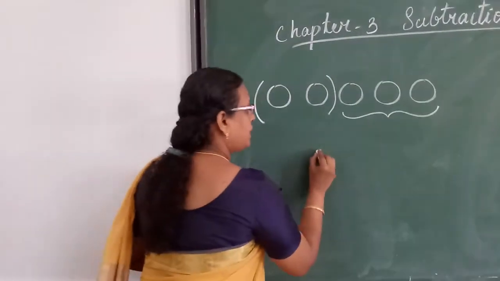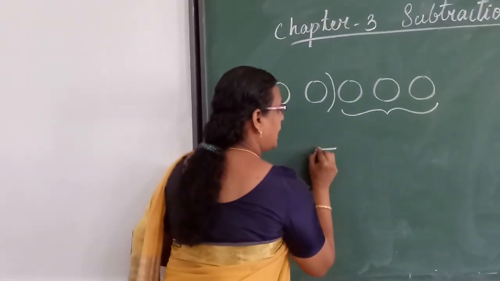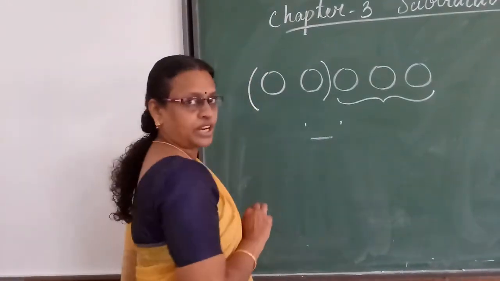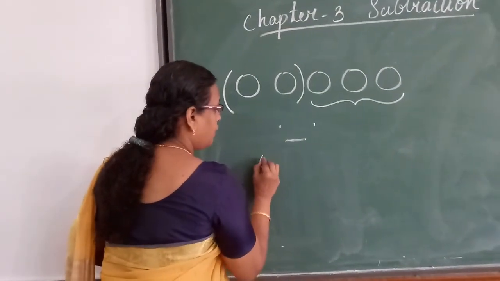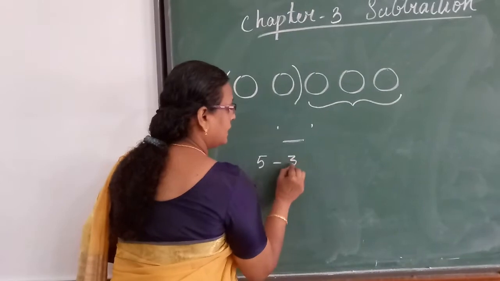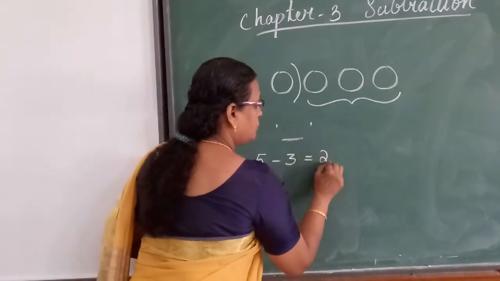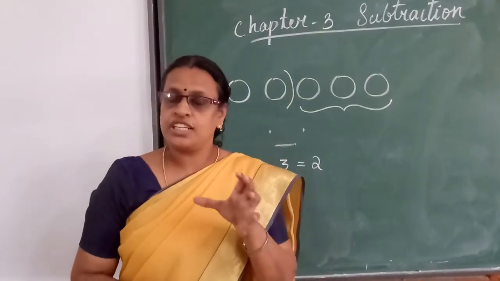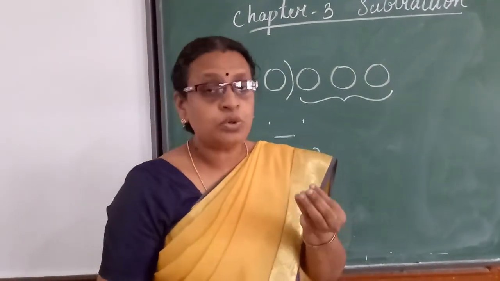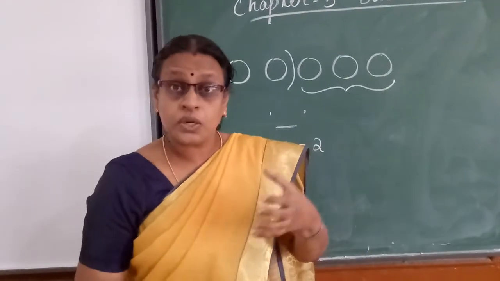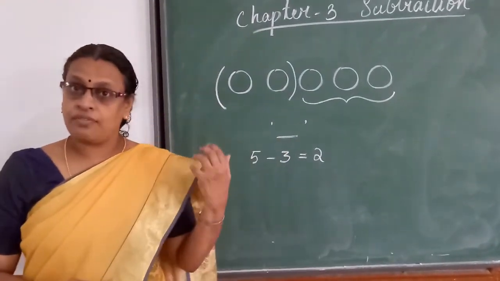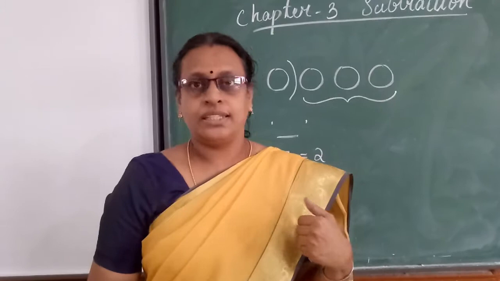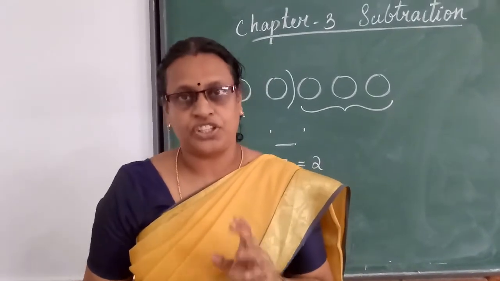Now how can you write the symbol for subtraction? The symbol for subtraction is just a line. This is the symbol we use for subtraction. So how do you write this? 5 minus 3 is equal to 2. Now you are clear what is subtraction? Subtraction is an operation in which we remove things. You just reduce the thing, or you just take away from the collection. That is actually called subtraction.